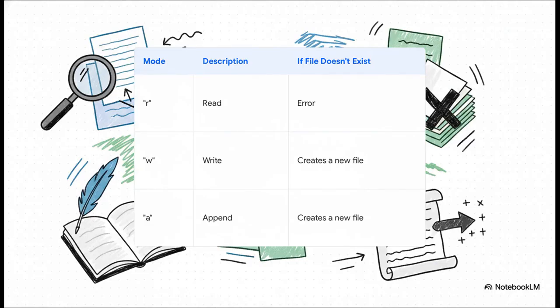And this mode is so important. The big three you'll use all the time are R for read. Pretty simple. You're just looking at what's inside. Then there's W for write. Be careful with this one. It's like taking a bulldozer to the file. If the file exists, W wipes it completely clean before it starts writing. And finally, there's A for append. Append is polite. It doesn't delete anything. It just goes to the very end of the file and adds your new stuff there. Getting this right is everything.